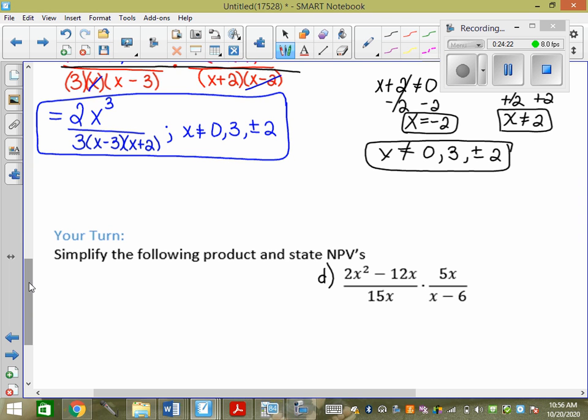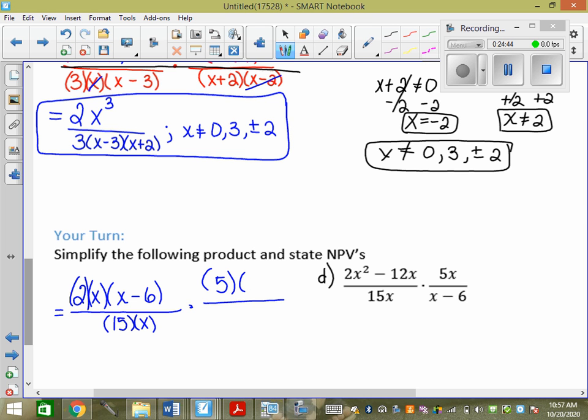For this one, what could I take out of the top? 2 for x. Then I'm left with x minus 6. The 2 and the x are in their own brackets, and I have to have an equal sign. Why can I put 15 and x in their own brackets? Because they're multiplied. Top, 5 and an x, and then an x minus 6.